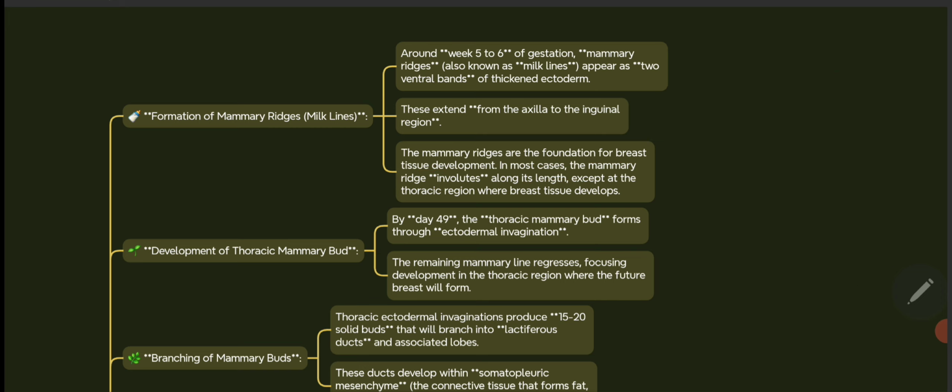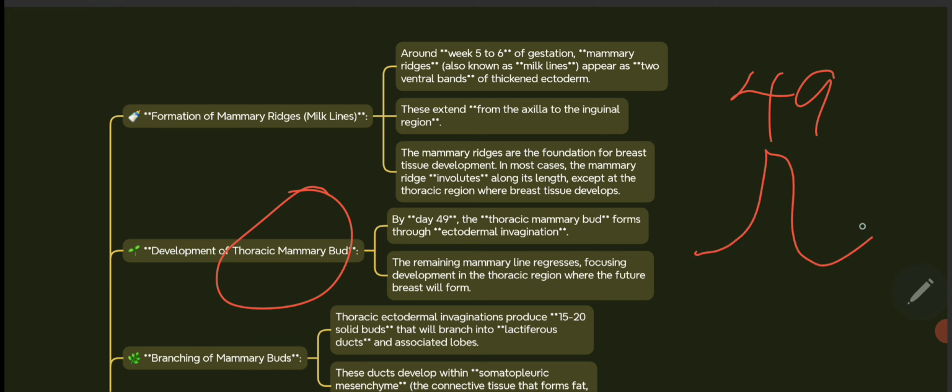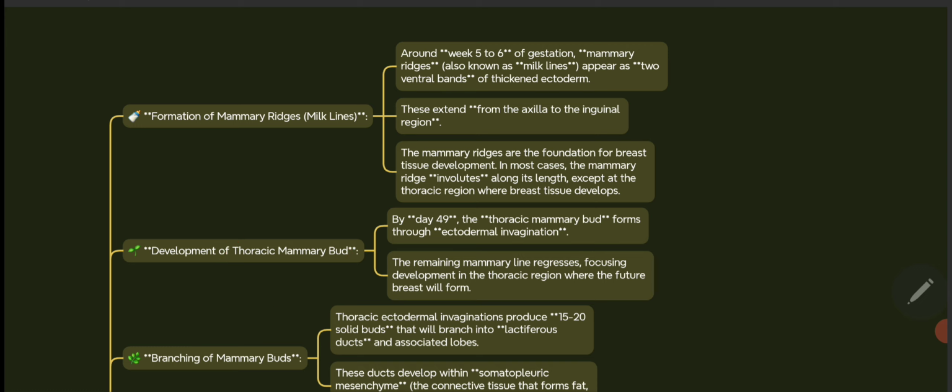By day 49, the thoracic mammary bud forms through ectodermal invagination. The remaining mammary line regresses, focusing development in the thoracic region where the future breast will form. Two points about the thoracic mammary bud: on day 49, ectodermal invagination occurs, and the remaining mammary line regresses, focusing development in the thoracic region.